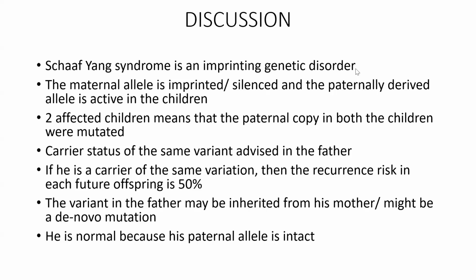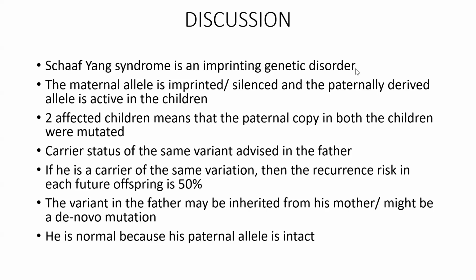So this Schaaf-Yang syndrome is an imprinting genetic disorder. In this syndrome, the MAGEL2 gene is encompassed within the Prader-Willi-Angelman imprinting region. In this imprinting genetic disorder, the maternal allele is imprinted, meaning it is silenced, and the paternal copy of the gene is kept active in the children. So two affected children means that the paternal copy in both the children was mutated. So it must have come from the father.